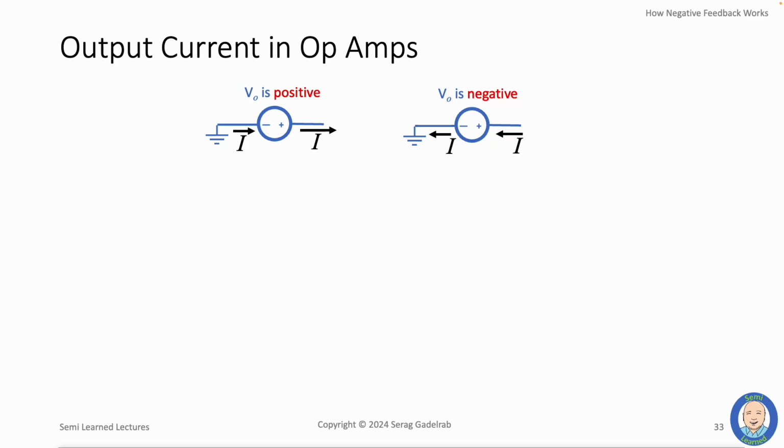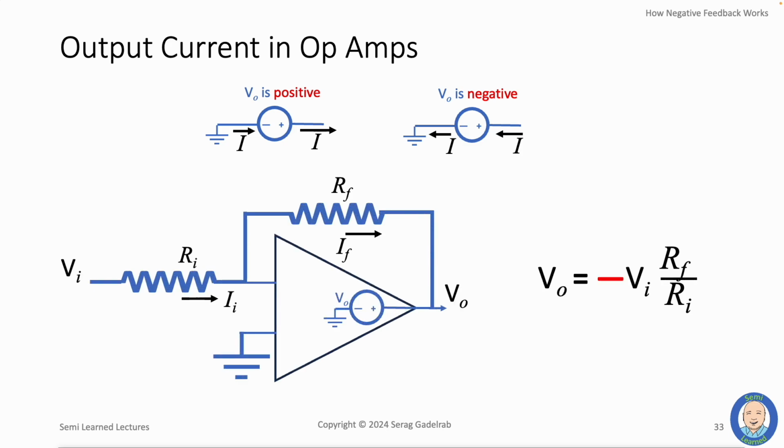Now returning back to our inverting amplifier, but now adding the voltage source that represents the electrical behavior of the output, we know from the amplification equation of the amplifier that it inverts the input voltage as it amplifies it. That means that the voltage source that represents the op-amp output will be negative and therefore will be pulling in the required current, in this case I sub F, from the resistor RF and directing it into the ground connection that is inside the op-amp.